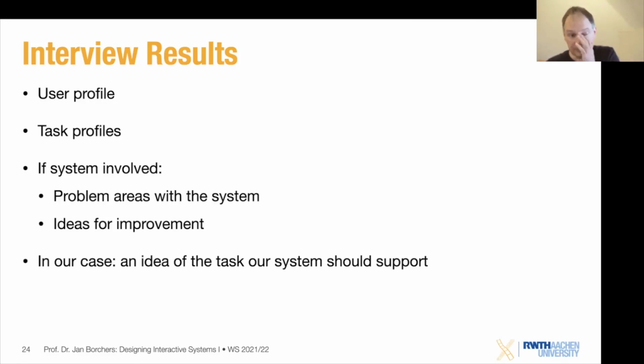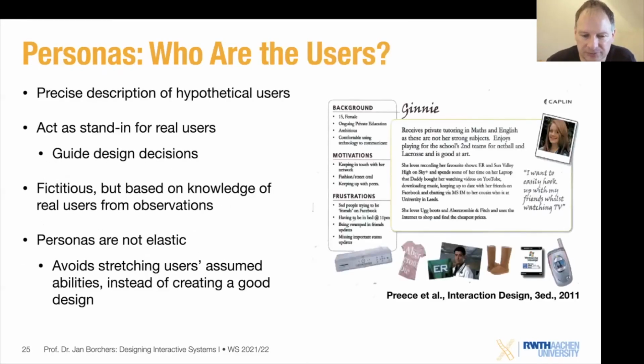Okay, so you've done your observations and interviews, you've watched people, you've talked to them, figured out the task and context and what their background is. Now, what do we do with this? How do we aggregate this information? For information about users, there is an interesting, easy way to do that. And that way is called personas.